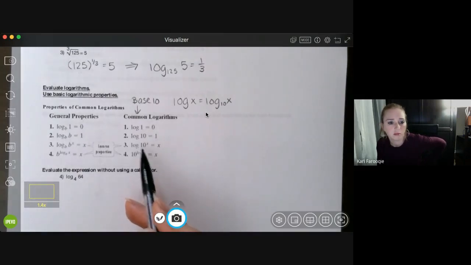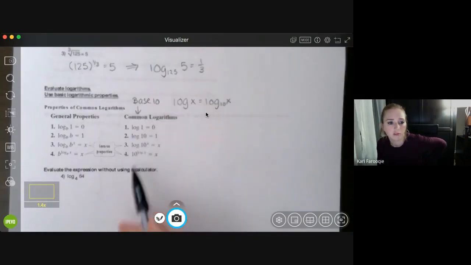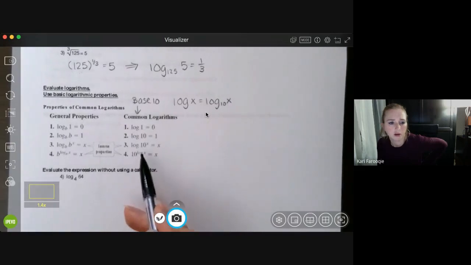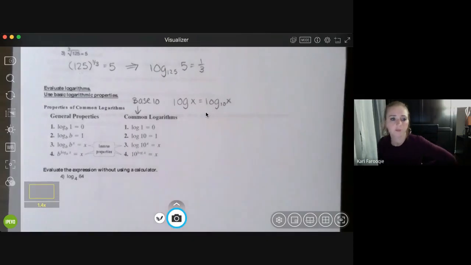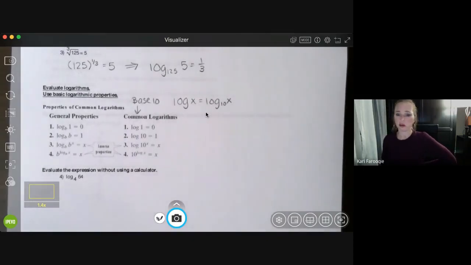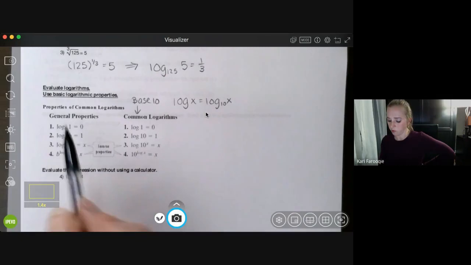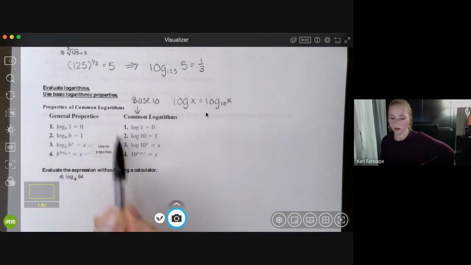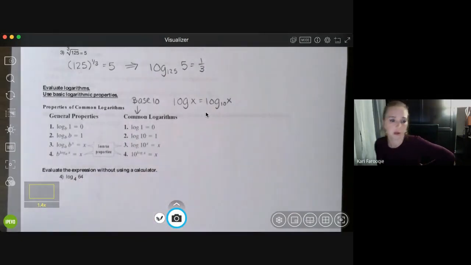10 to the x equals 10 to the x. And then here, your bases match, so you just get x. These are properties. Like I said, memorize them if you want. The most important ones are 1, 2, and 3. 1 and 2 are most important, but you'll have your notes.